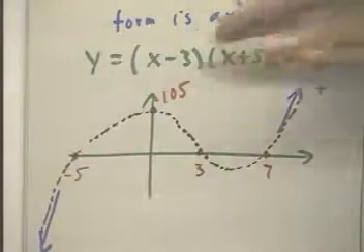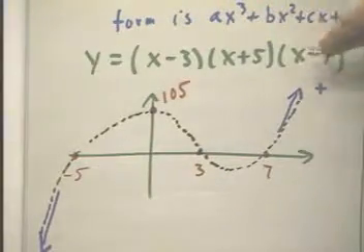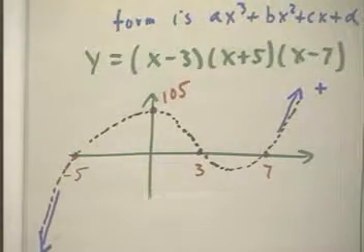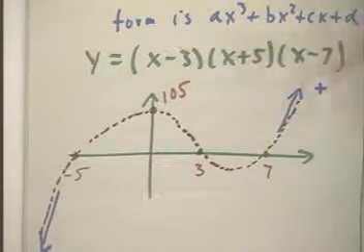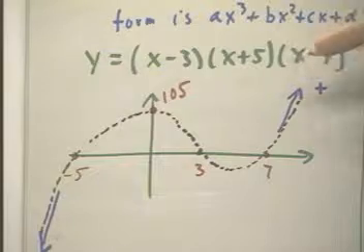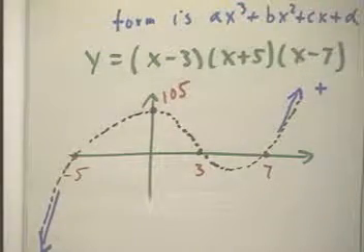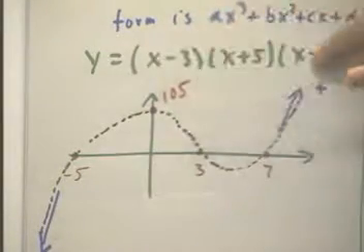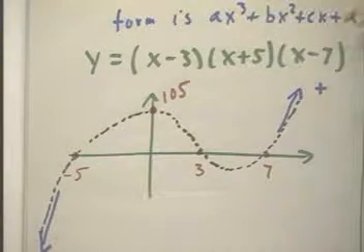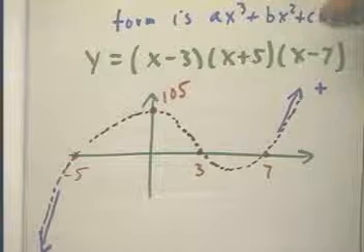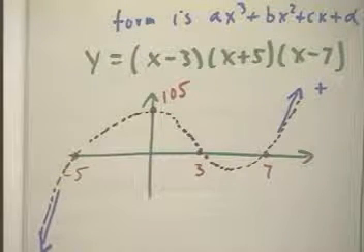Let's look at the function y equals (x minus 3) times (x plus 5) times (x minus 7). This function is a product of three linear factors. Each of these things in parentheses is itself a linear function. If we were to multiply these out, it's fairly obvious, using the distributive law, that the form of what we get would be ax cubed plus bx squared plus cx plus d.